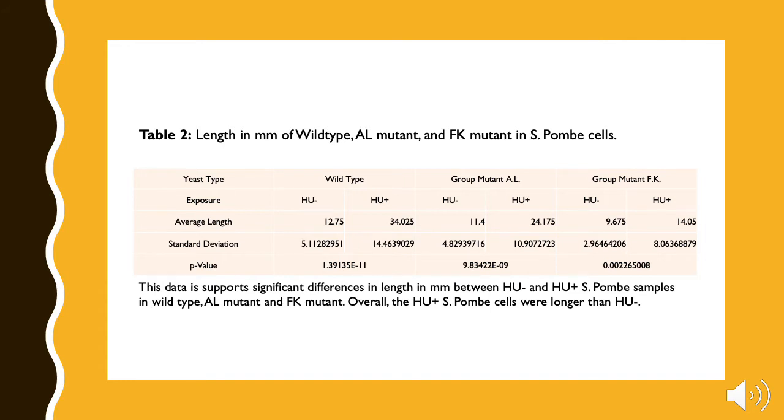In all cases, the HU positive cells were longer than the HU negative cells, with a p-value of 1.39 times 10 to the negative 11th for the wild type cells, 9.8 times 10 to the negative 9th for AL mutants, which is mine, and 0.002 for the FK mutants. Mainly, the main idea of this graph is that HU positive S. pombe cells are longer than HU negative cells.